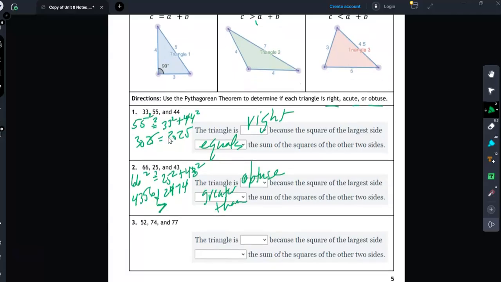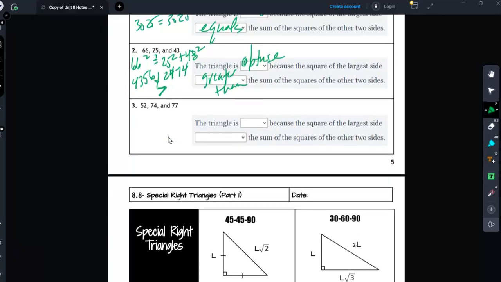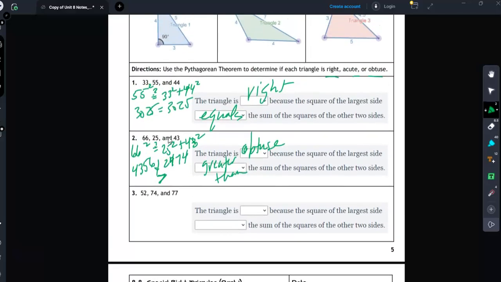And one more problem, right? And then that's it for today. So we'll see, okay, is 77 squared equal to 52 squared plus 74 squared? So 77 squared is 5,929. 52 squared plus 74 squared is 8,180. So it is less than. It's not equal, it's less than. So we have an acute triangle.